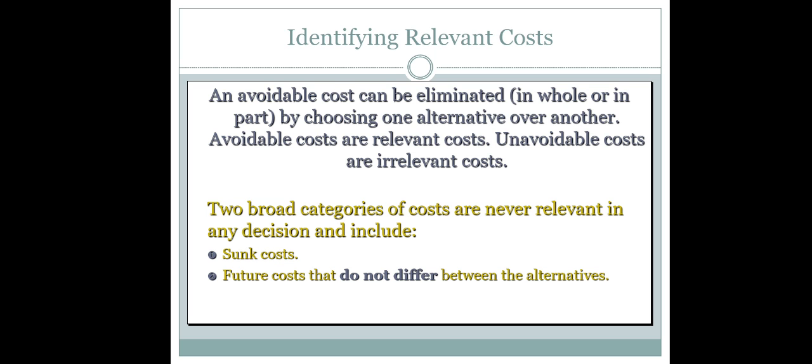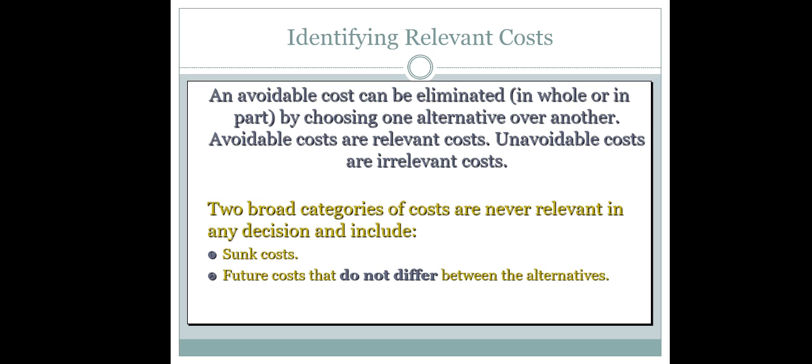So when you want to make the decision in accounting, you have to know which cost is relevant cost and which cost is not relevant. Okay, now next slide, identifying relevant costs. An avoidable cost can be eliminated in whole or in part by choosing one alternative over another. Avoidable costs are relevant costs. Unavoidable costs are irrelevant costs.